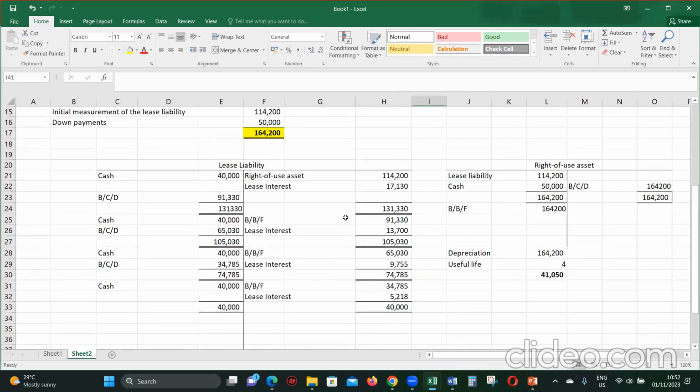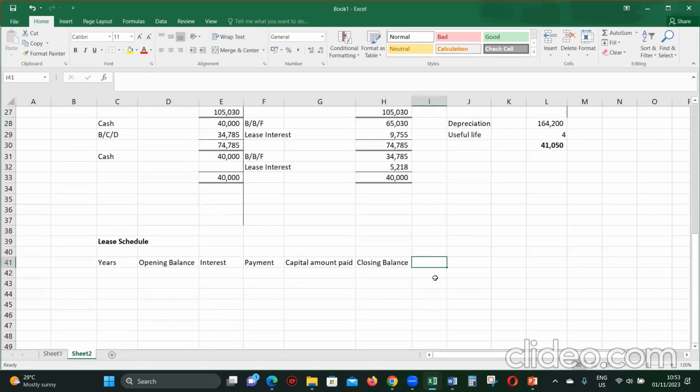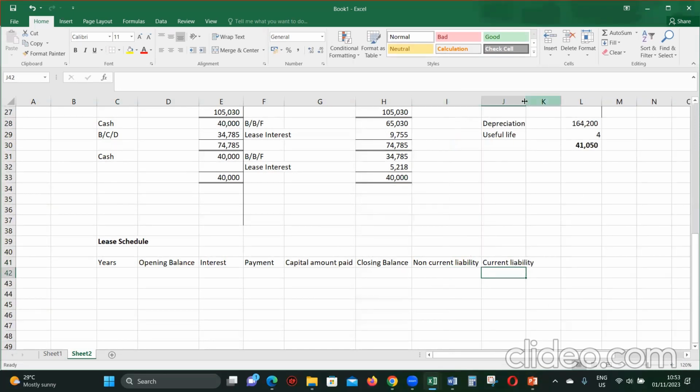Now remember, as you have learned, your lease liability. When you show a liability in the statement of financial position, you can't just record the full lease liability as non-current liability. You need to show the non-current liability portion and the current portion separately. So that's why, in order to do the extracts of the financial statements clearly, I can take non-current liability and current liability, like this. So shall we fill this now?